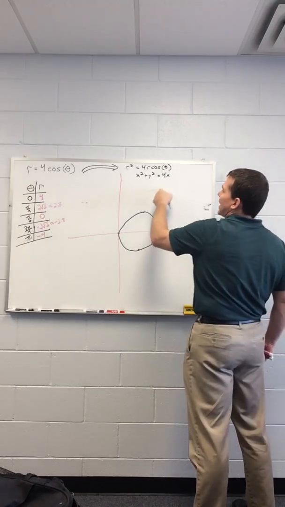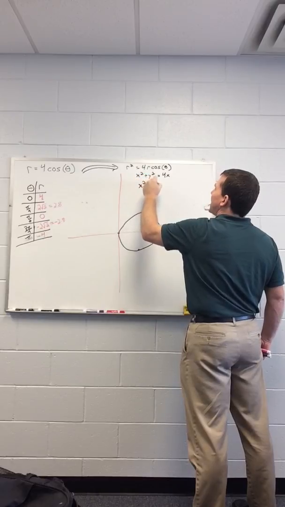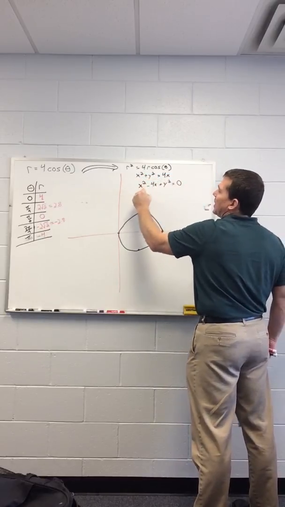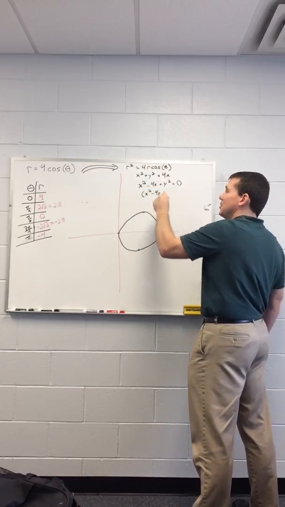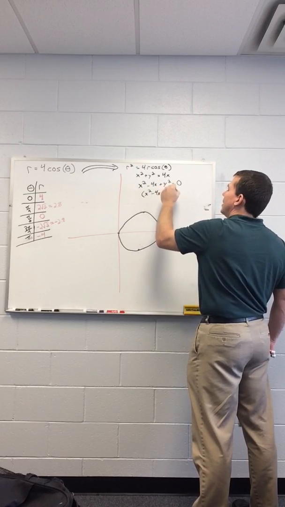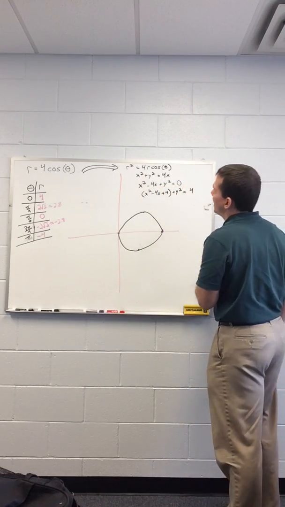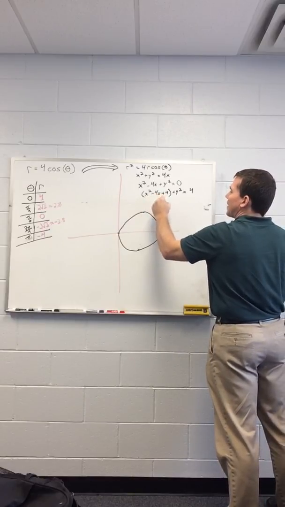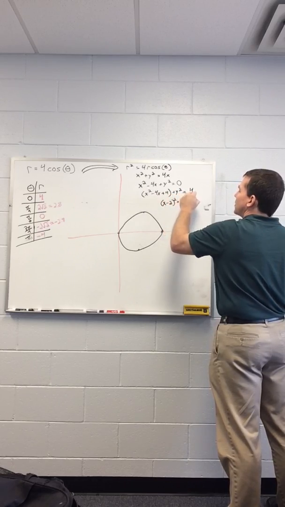And then if you solve this out, just really quickly, subtract the 4x, you get x squared minus 4x plus y squared equals 0. Complete the square here. x squared minus 4x, half of 4 is 2, 2 squared is 4, plus y squared equals, I added 4 here, so I add 4 here. And then, when I factor it, x minus 2 squared plus y squared equals 4.